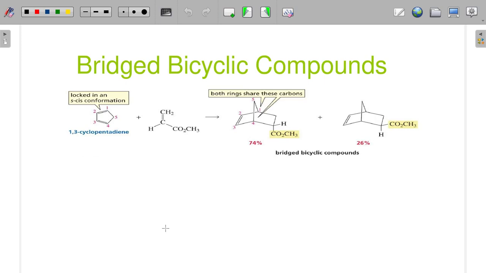All right, we can do some more complex rings. All we're doing here is actually starting with something that already has a ring. Now, if it already has a ring, when it creates this new ring, it wouldn't break the first ring. So that first ring still exists. That's what's going on up here. And then we've created a new ring. So it's now two rings that are bridged together or combined. That's where this bridged bicyclic name comes from.